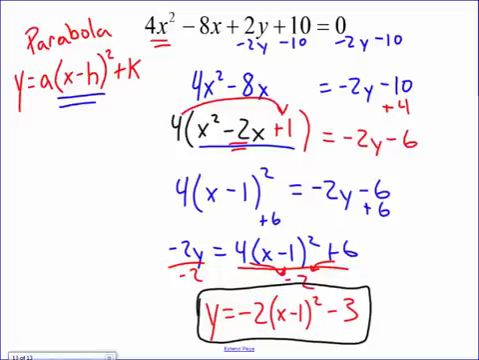And technically I could write the center. The center would be at 1, negative 3. And I could find the focus. I could do all those things with that, get it in standard form. Okay, so a little bit of work that goes with it, but hopefully we're getting the idea of how to use this general quadratic.